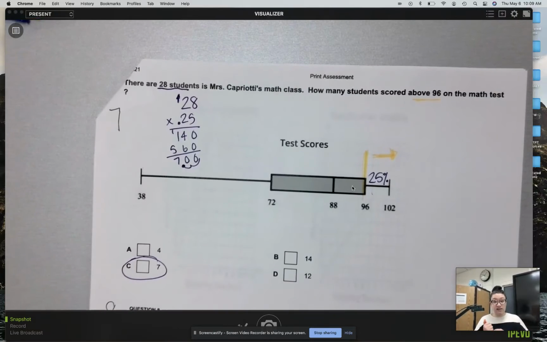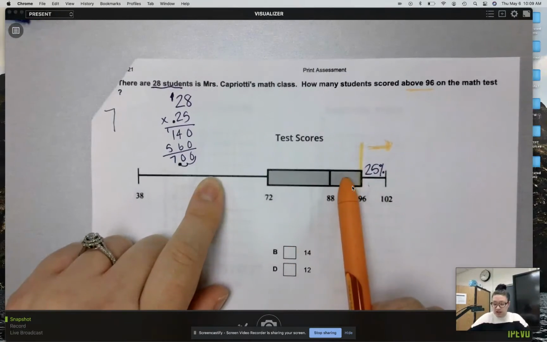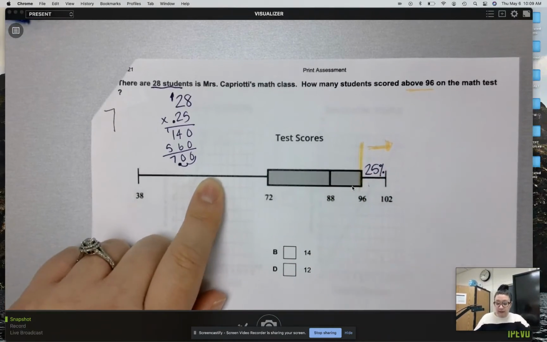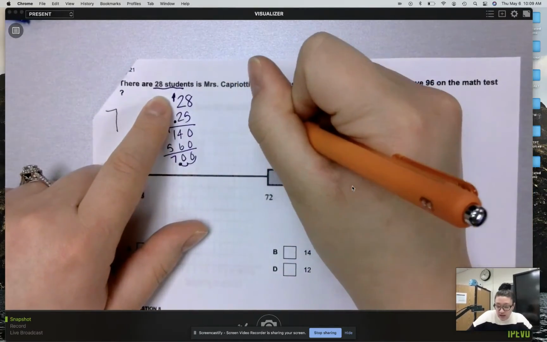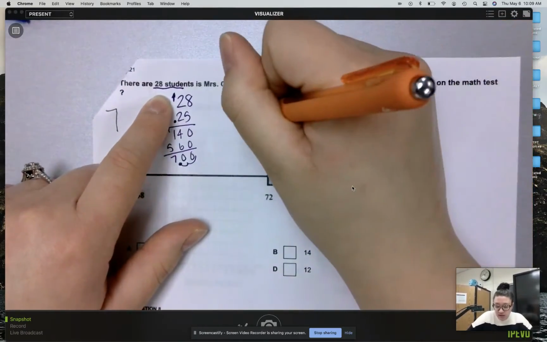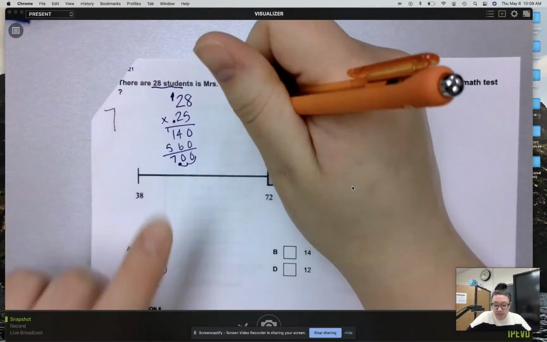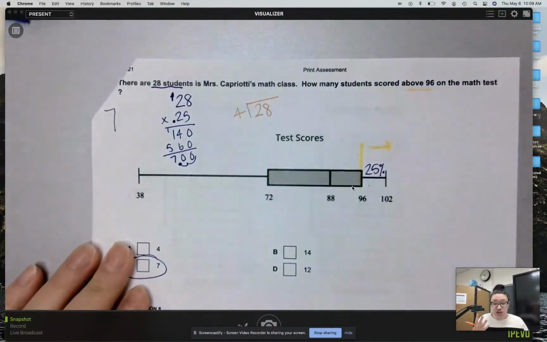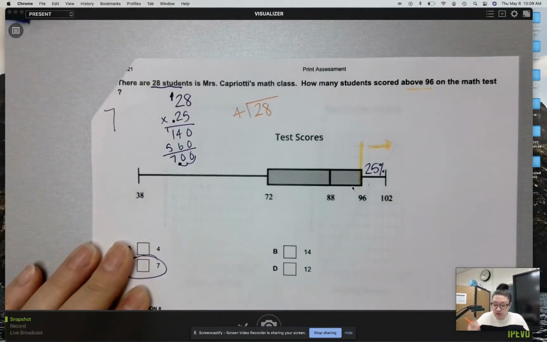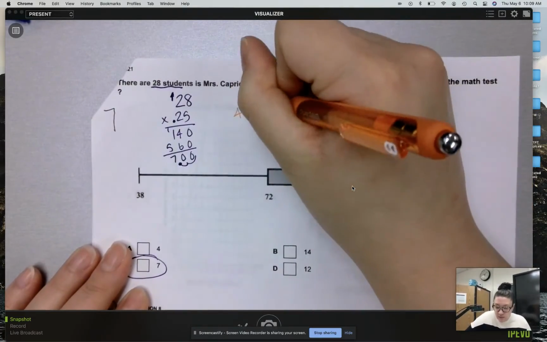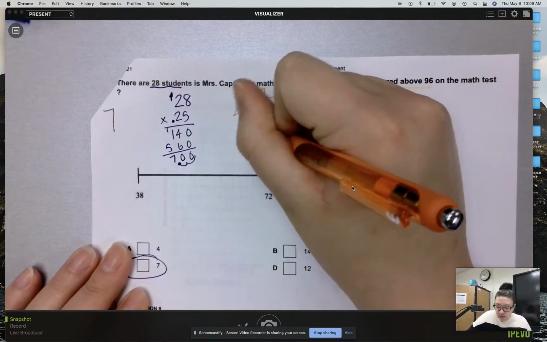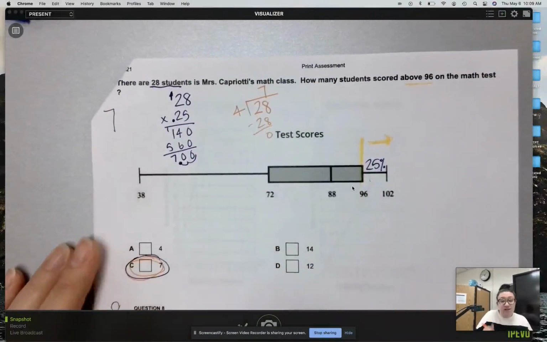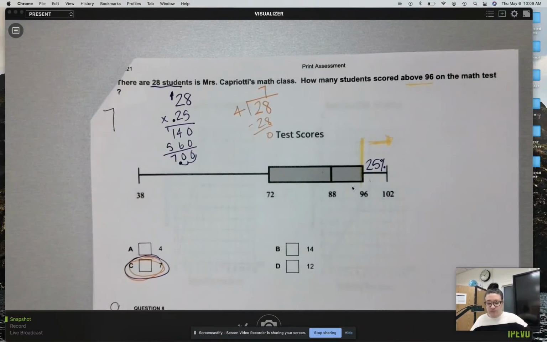Another one of my classes knew that each of the 4 sections was the same. So they took all 28 of Miss Capriotti's students and divided them by 4 sections, because each section is going to have the same number of students. 28 divided by 4 gives you 7 that way. Again, same answer, different way to do it.